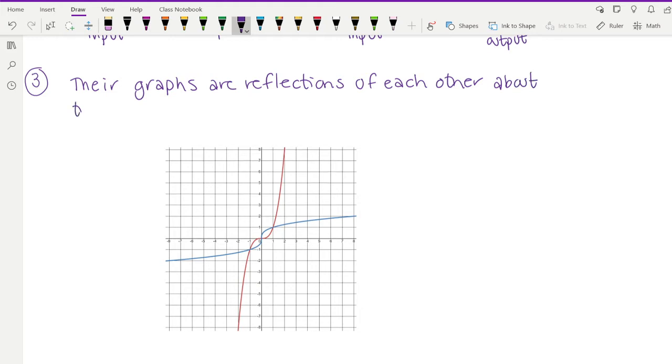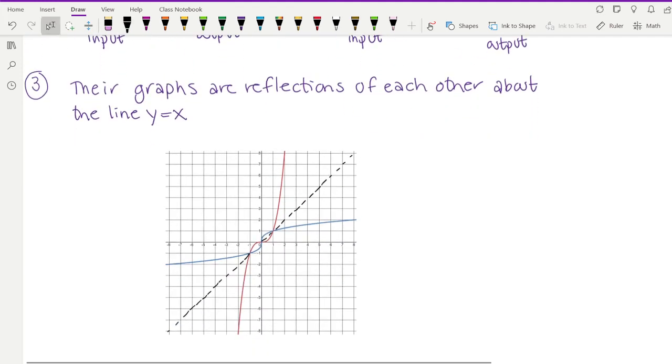the line y is equal to x. And so the line y is equal to x would be a diagonal line with a slope of 1, right, like this. And so if you look at these two graphs, I might have gotten the colors not quite how I wanted. So this is the graph of x cubed. And this here would be the graph of its inverse function, the cube root of x.